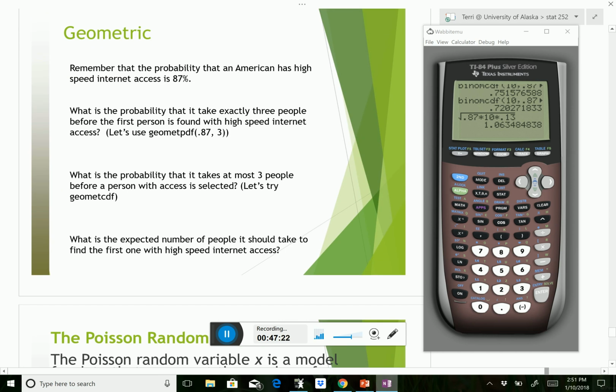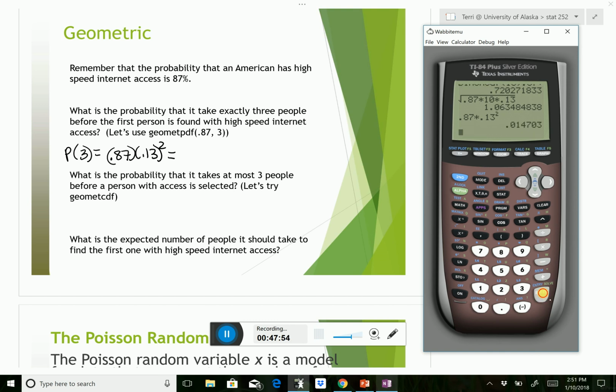Remembering that the probability that an American has high-speed internet access is 87%, what is the probability it will take sampling exactly 3 people before the first person is found with high-speed internet access? Now, we can do this by hand fairly easily: 0.87 times 0.13 squared, which is 0.0147.